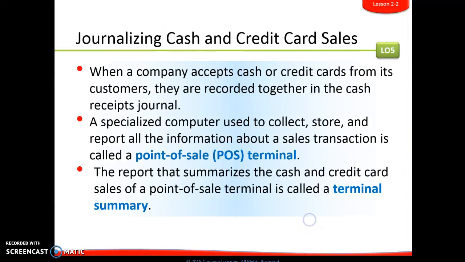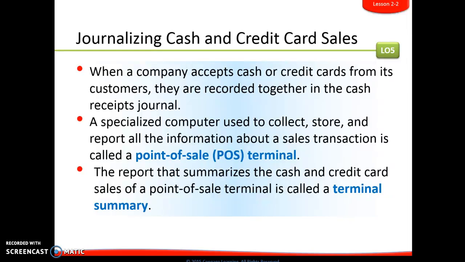Journalizing cash and credit card sales. A lot of companies are going to accept cash or credit cards from their customers, and they're recorded together in the cash receipts journal. So even though a credit card is not actual currency that we receive, we're going to record it as cash for our records.